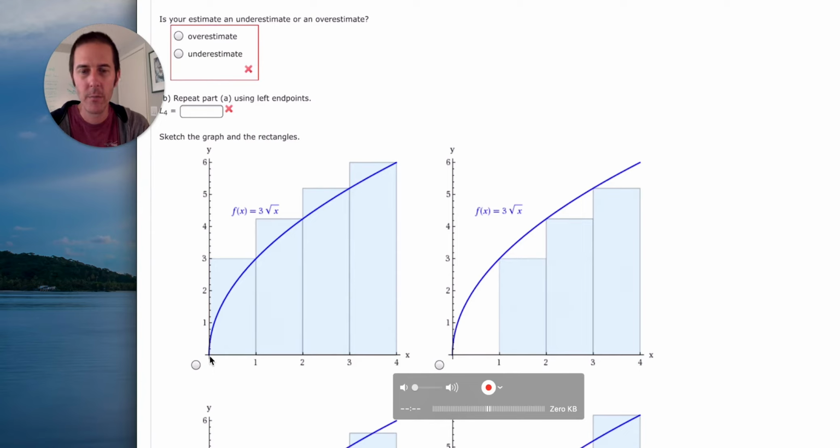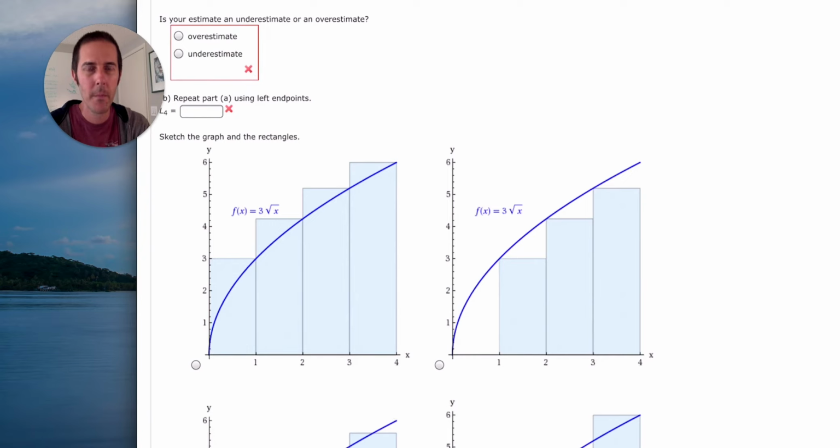From there, with that x value in mind, I need f of x sub 0. So in this problem, I need f of 0, which means I need 3 times the square root of 0, which is 0. The width of my rectangle is still delta x, which is still 1. But the height of this first rectangle is going to be f of 0, which is 0.